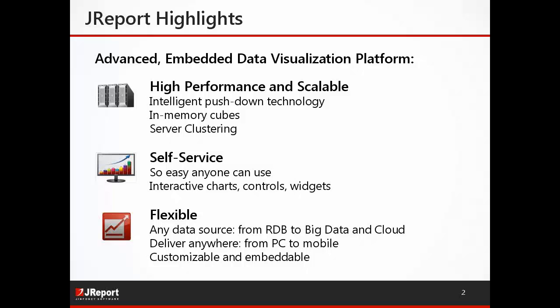JReport also offers general flexibility. It's easy to connect to any data source, from relational databases to big data sources and even cloud sources. You can deliver reports anywhere, from your PC to your mobile devices. We have a native iOS application that you can use to access your reports and dashboards on the go on your mobile devices. Also, the reports are highly customizable and embeddable, and this is one place where we really shine. That is embeddability. A lot of our customers use us in an embedded fashion, whether in OEM or SaaS, and we'll talk about it in later slides in detail.